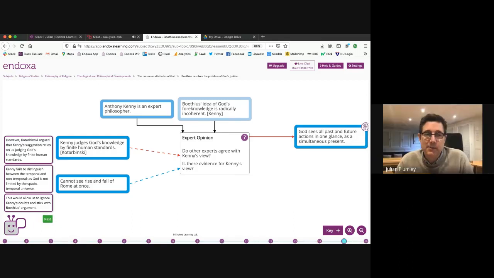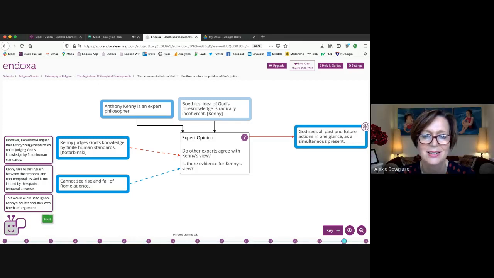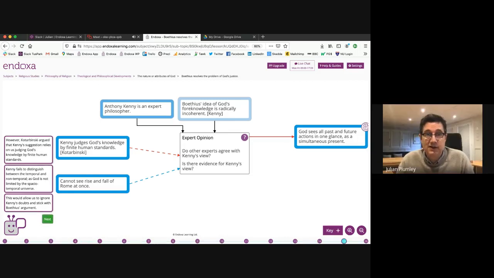Yeah, so this blue broken line is the support for Kenny, and this red broken line is the undermining evidence, and that takes away this purple bar that represents the strength of the argument. And this is naturally leading us into really good evaluation. Exactly. The evaluation is done.